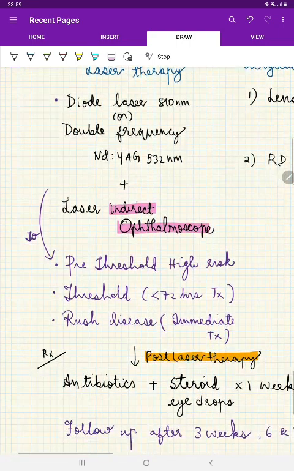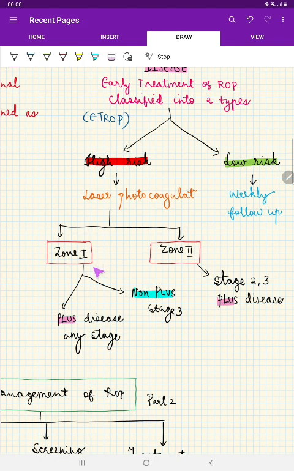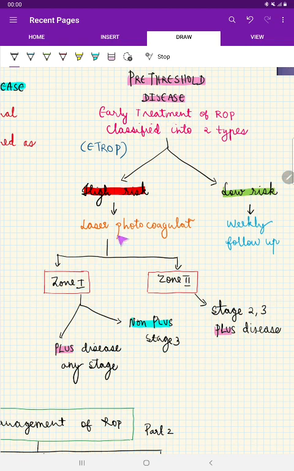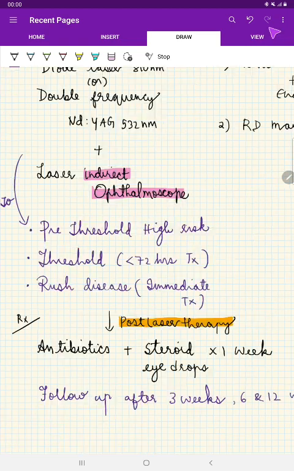Now whom do we use this laser for? We need to do it for pre-threshold high risk, right? Remember pre-threshold high risk: that is, see here, zone 1 plus disease, zone 1 non-plus stage 3 disease, zone 2 stage 2 or stage 3 plus disease. This is all high risk pre-threshold disease, which we discussed in the previous video, right? They need laser photocoagulation. That is what we need to do here. Right, next is threshold disease. Next is rush disease. So that's what it is.